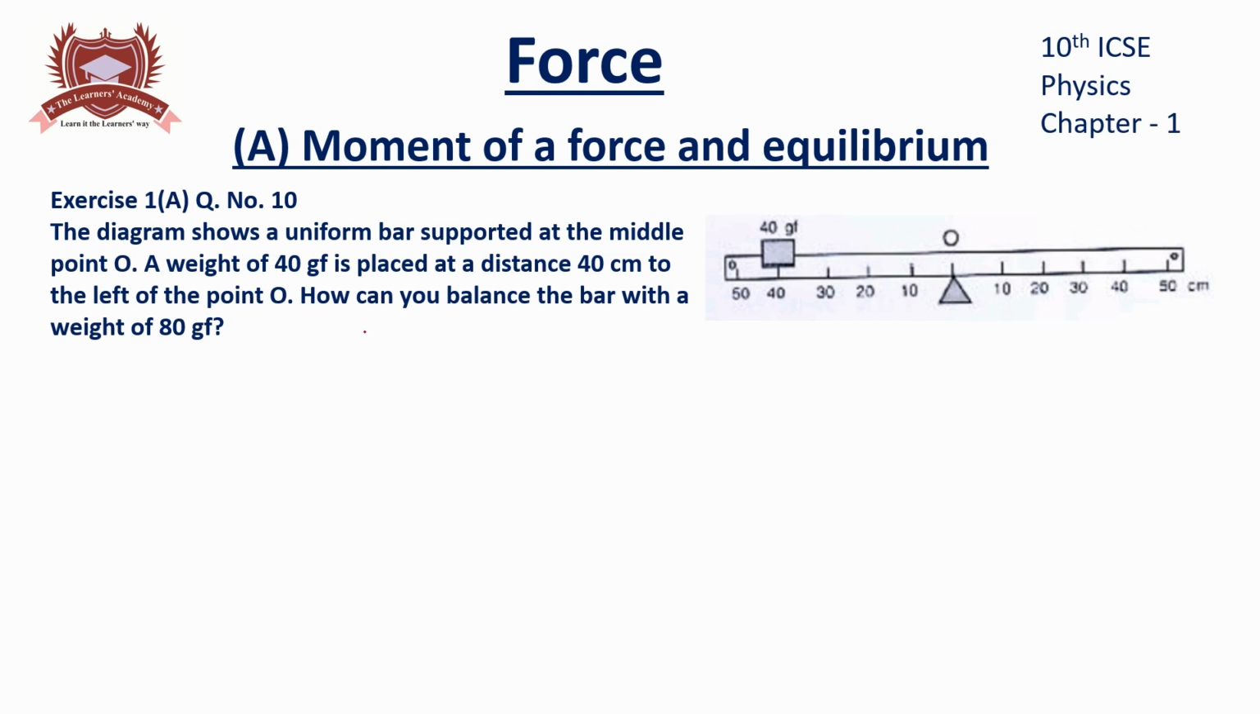So the diagram shows us a uniform bar supported at the midpoint O. Now a weight of 40 gram force is placed here at the distance 40 centimeters from here and to the left. Now how can we balance the bar with a weight of 80 gram force? Again, here also the weights are given in gram forces, so the final answers would also be in gram forces.